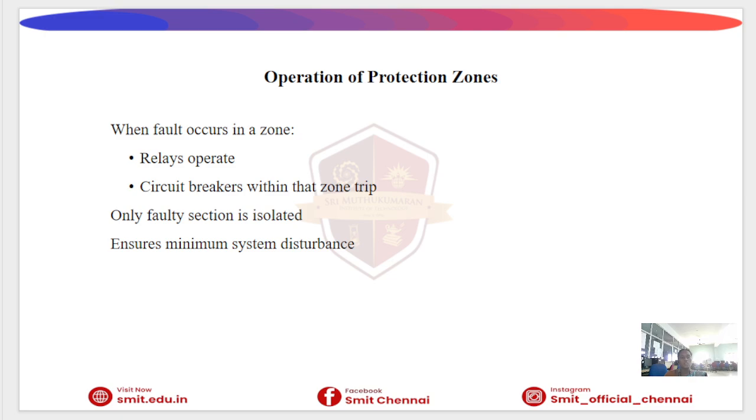Operation of protection zones. When a fault occurs within a zone, the relay detects that fault and the signal passes on to the circuit breaker. The corresponding circuit breaker trips the circuit, that means disconnects the circuit. Only the faulty section is disconnected. The other healthy sections remain unaffected. This ensures minimum disturbance to the power system and fast fault clearance.